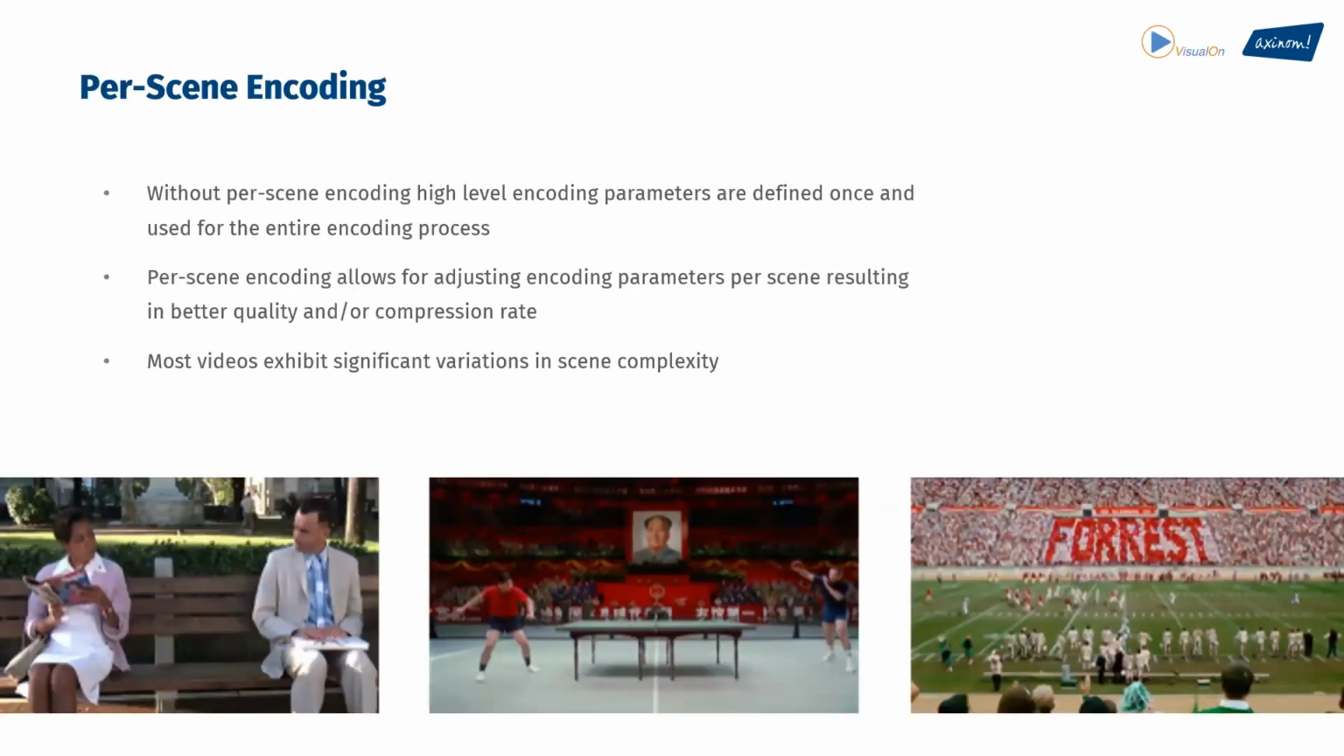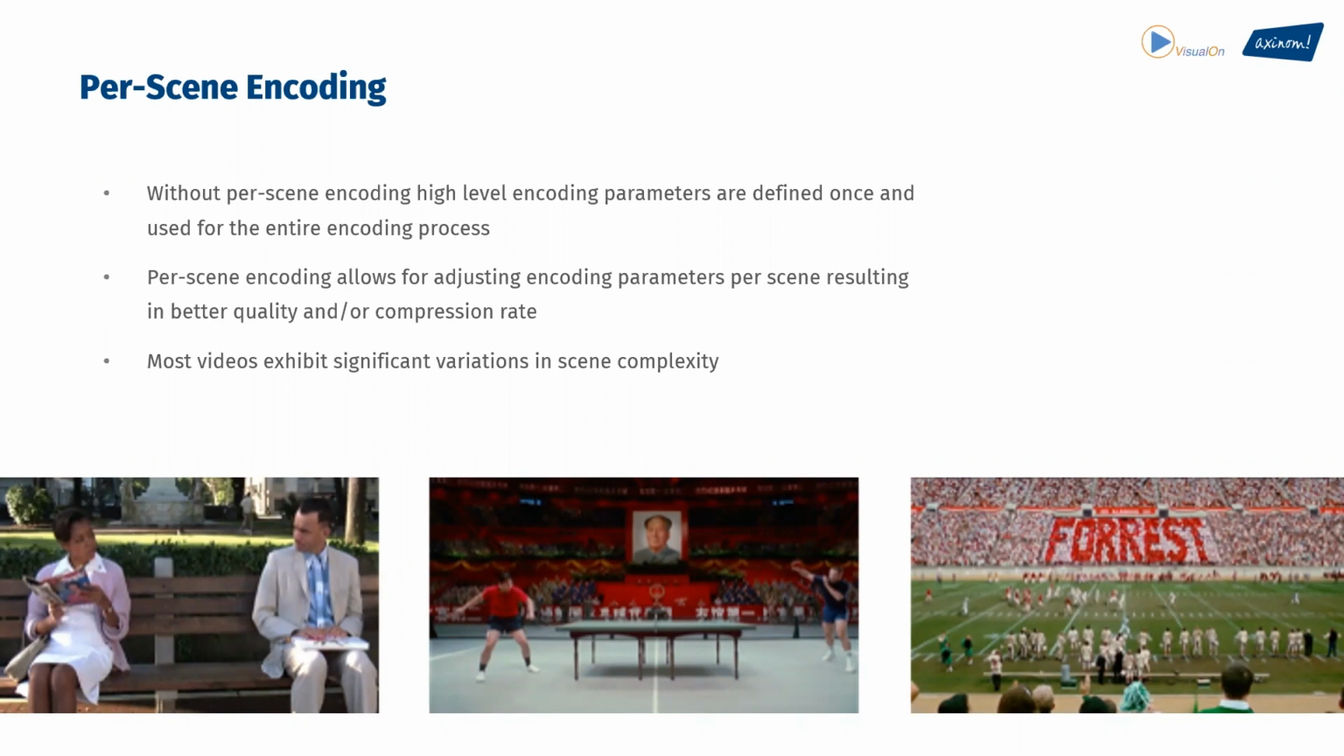So let's have a look at what per scene encoding actually encompasses on a high level. Without per scene encoding, high-level encoding parameters are defined once and used for the entire encoding process. It's like running an FFmpeg command for an entire video, where you define parameters once on the command line and they are used throughout the video. So you can think of per scene encoding as allowing you to adjust those parameters scene by scene. It is able to detect scenes and then adjust parameters to improve quality and or compression rate.